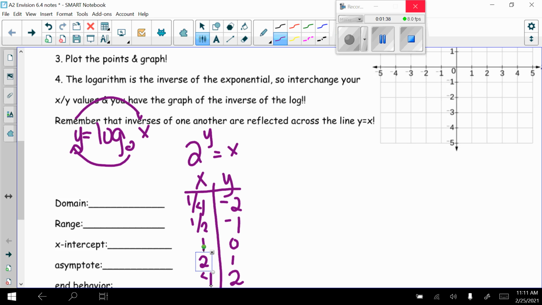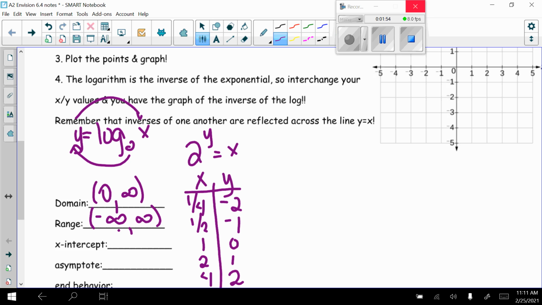The domain of all of our logarithms: remember that we cannot have a negative logarithm. We can't take the log of a negative number. So our domain with no transformations will always be 0 to infinity. The range of all of our logarithms will always be all real numbers.